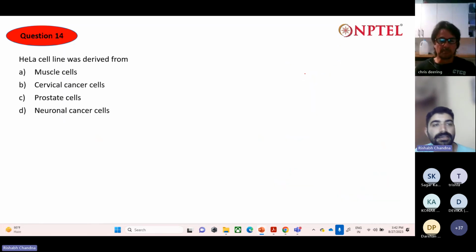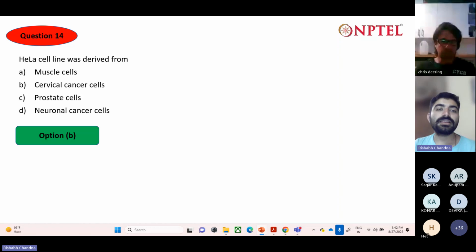The HeLa cell line that we commonly use in our cell culture system was derived from which of these cells? Can anybody take a guess? Cervical cancer cells. Yes, Option B. Cervical cancer, yes, Option B, that is cervical cancer cells. And can anybody tell from which person this cell line was extracted? Henrietta Lacks. Yes.